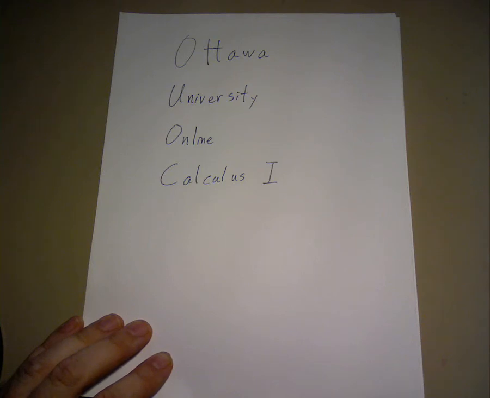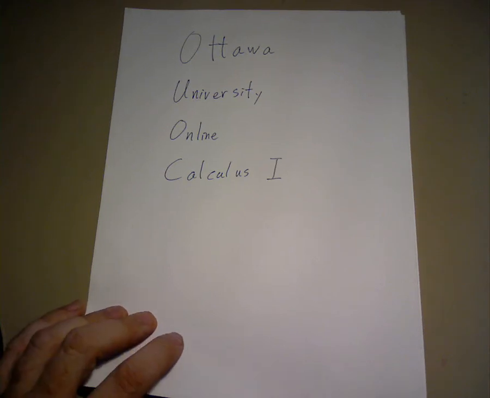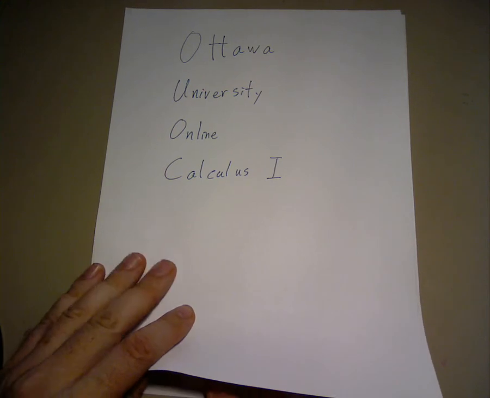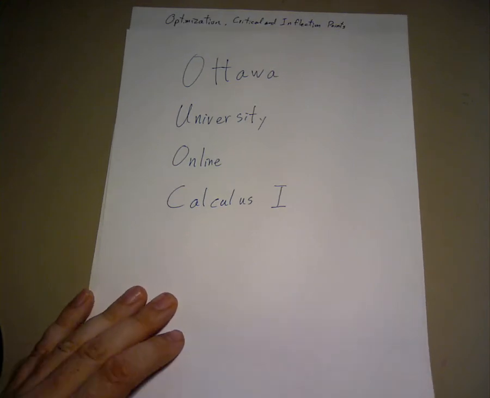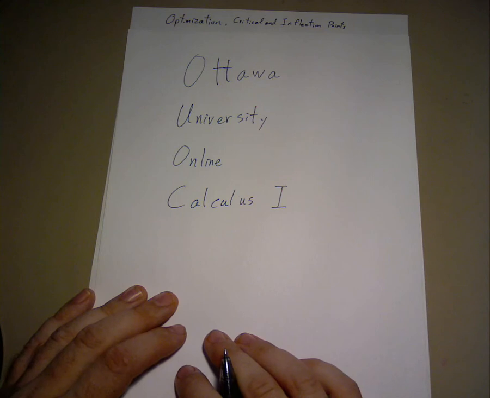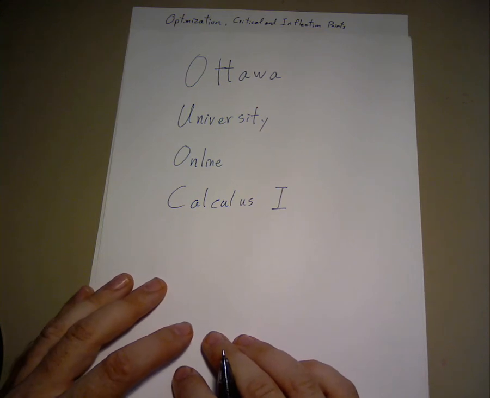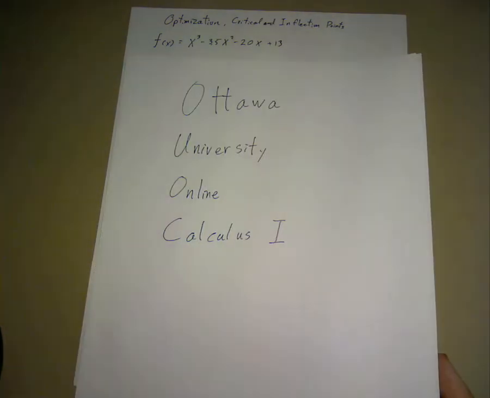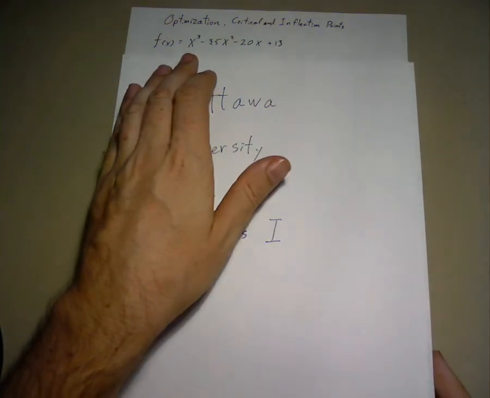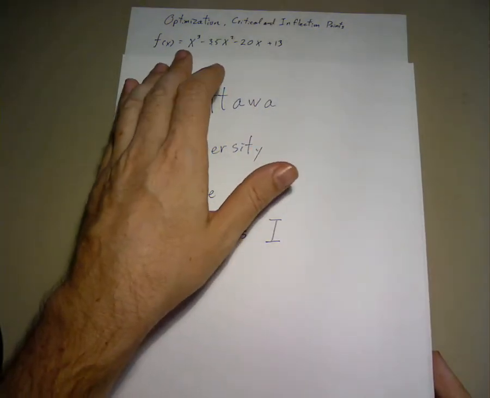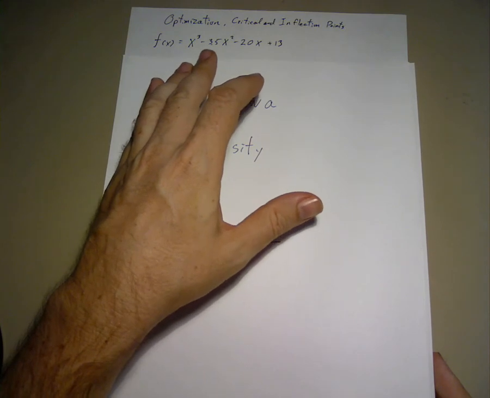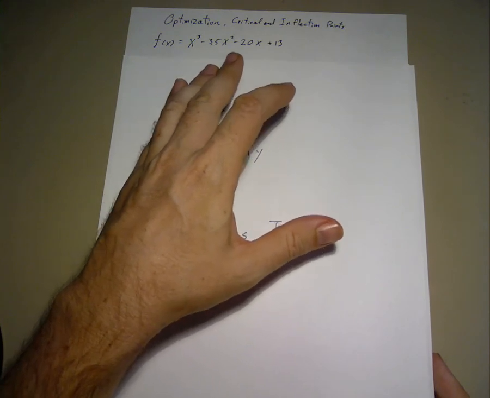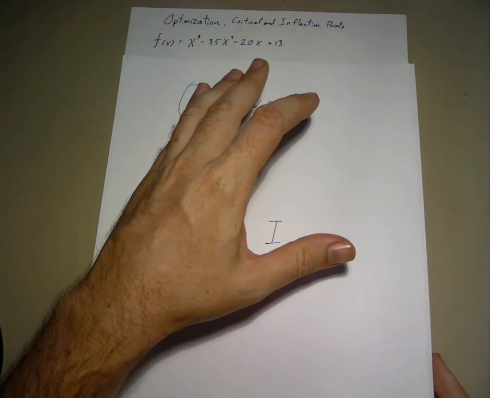In this video, we're going to look at the use of critical points and inflection points in both graphing a function and optimizing, that is to say, finding the maximum or minimum values of a function. The function we're going to start with is f of x equals x cubed minus 3.5 x squared minus 20x plus 13.